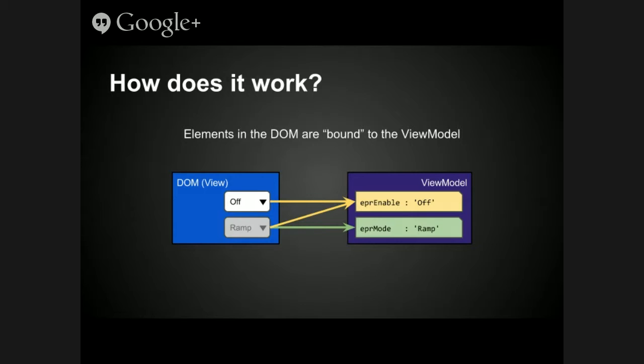Your JavaScript is completely agnostic. It doesn't know anything about what the view is going to use it for. The way that this view is wired up, the value in the first dropdown is tied to the value in the view model on the top. Same with the second value. But also the enable state of the ramp dropdown is tied to the value of EPR enable.